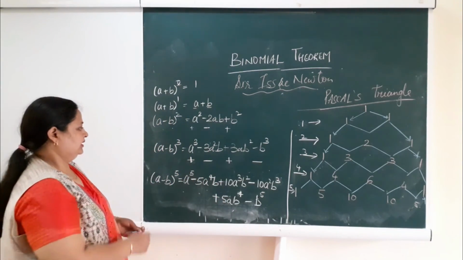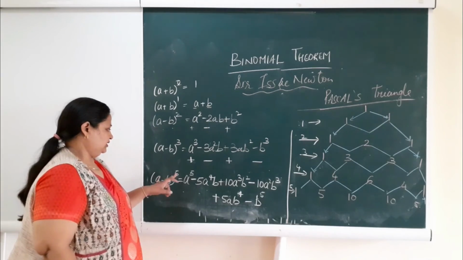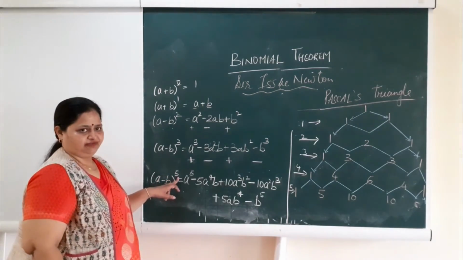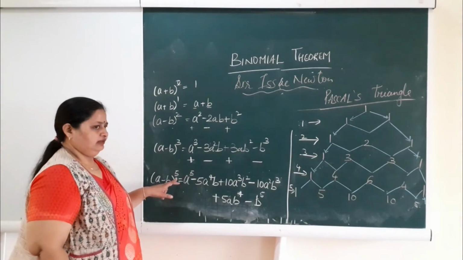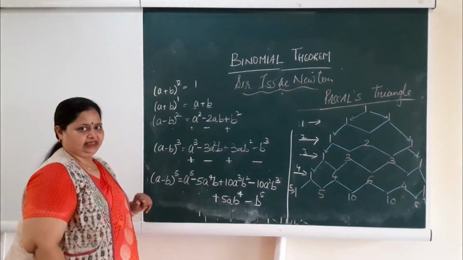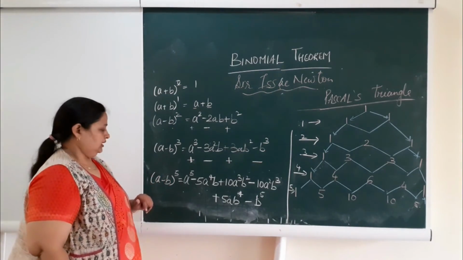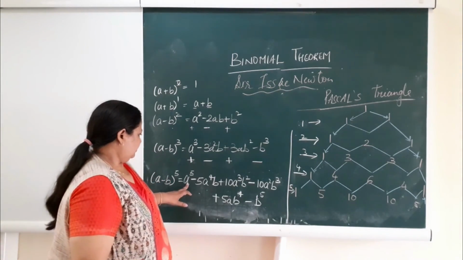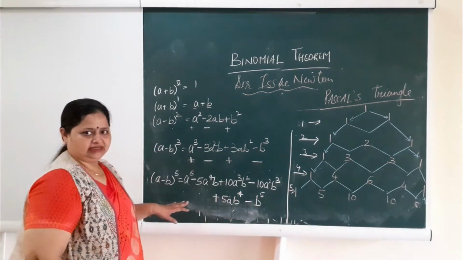Now let's observe all the things that we have learned till now. a minus b raised to the power 5. n is 5, so the number of terms should be 6. 5 is odd, so the number of terms will be even. So 1, 2, 3, 4, 5, 6. So we have 6 terms.